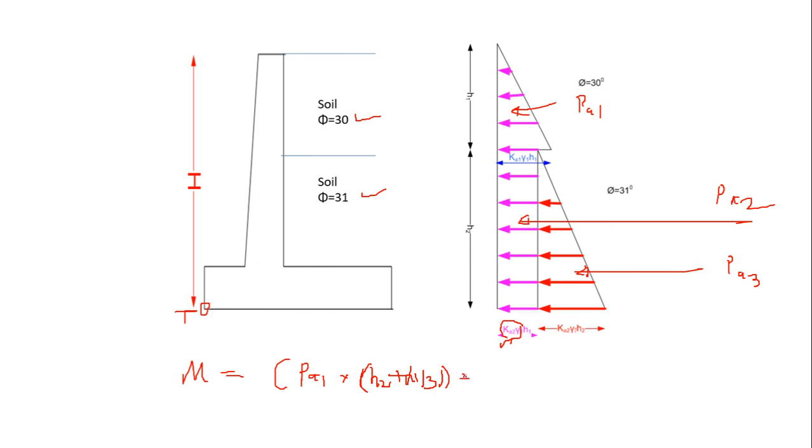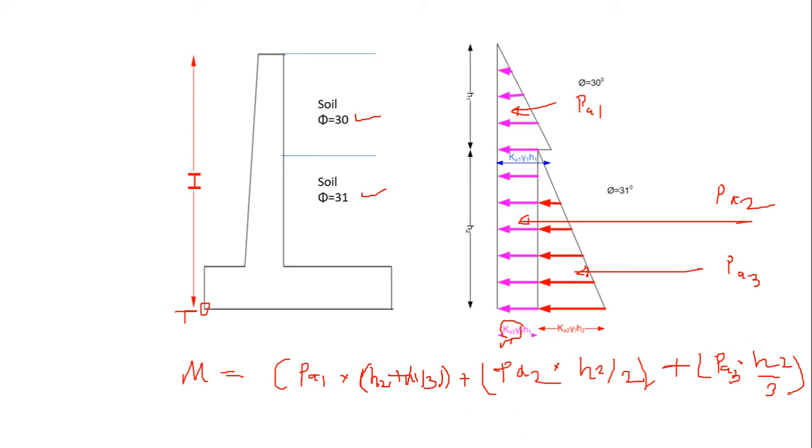Next, the moment for PA2, the rectangle, is PA2 into H2 by 2. And the moment for the last one is PA3 into H2 by 3. In this way we can calculate the moment for different layers of soil backfill pressure.